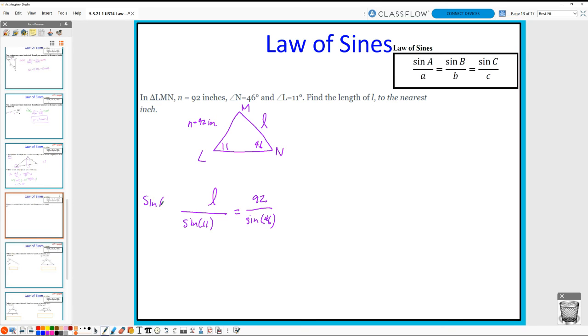So this one, again, it's the exact same problem as the previous ones, but you just got to make sure you draw your picture to really know what it's asking you for. So what I got is L is equal to 24 to the nearest inch. So that's it, 24 inches.